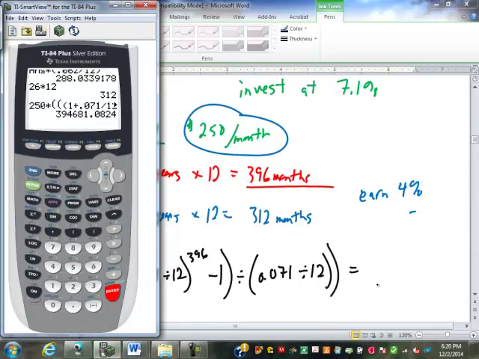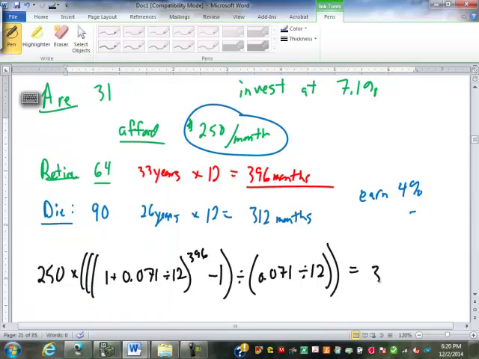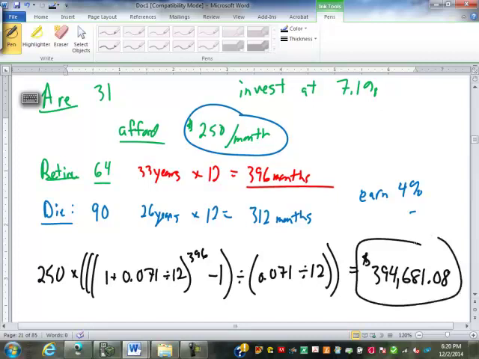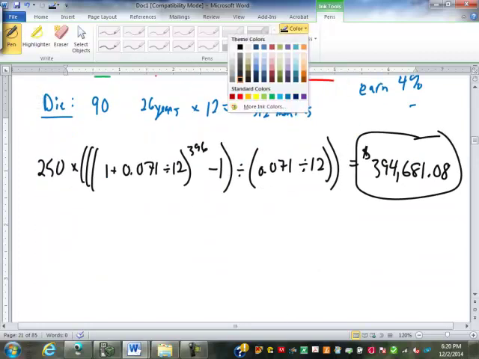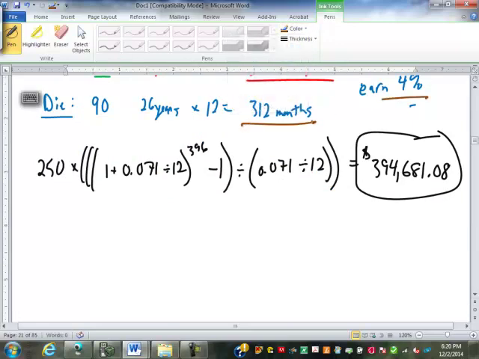So you're going to have $394,681.08. Because this is during the accumulation, we're paying in. Now we're going to draw back out at 4% for 312 months.